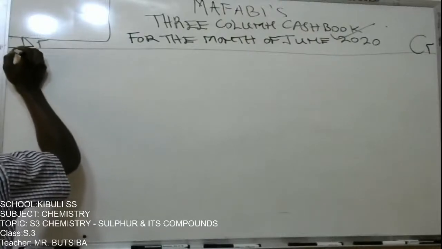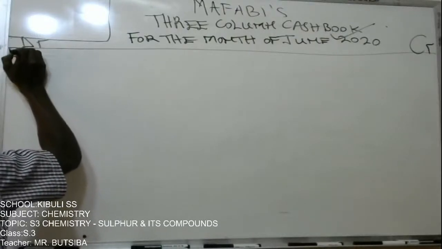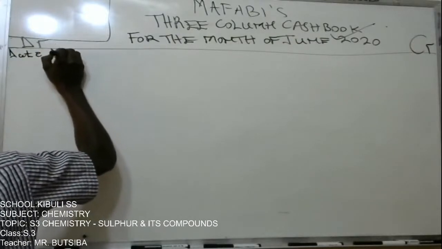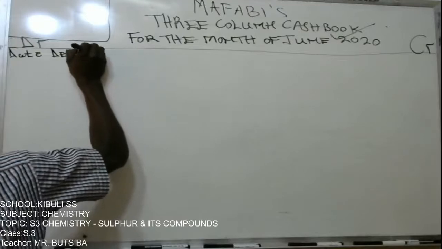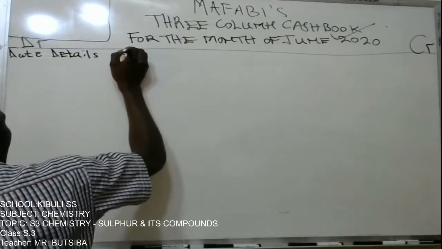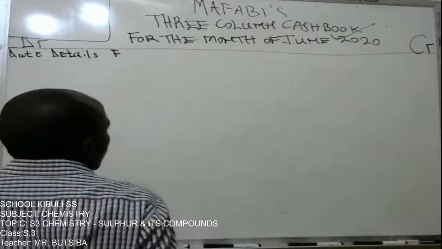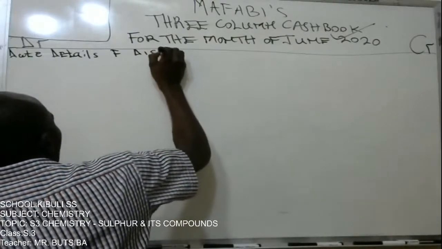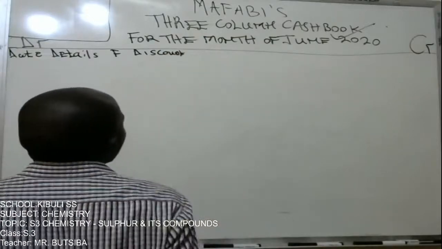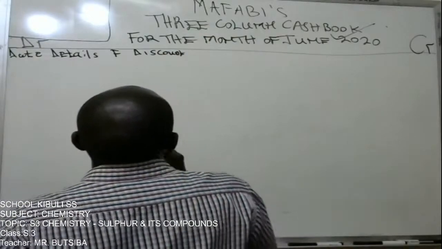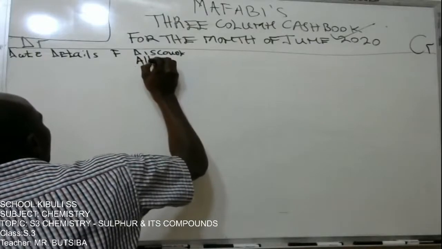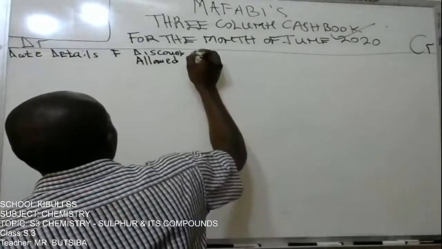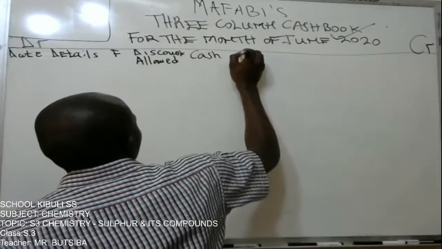So you have your date column, you have your details column. I believe you know these columns by now. And then you have the folio, you can abbreviate as F. Then you have the discount. Which discount do we put on the debit side? So the debit side, you call the discount allowed. Then you have your cash and then bank.